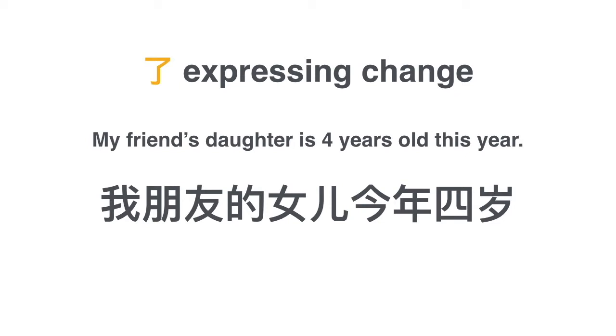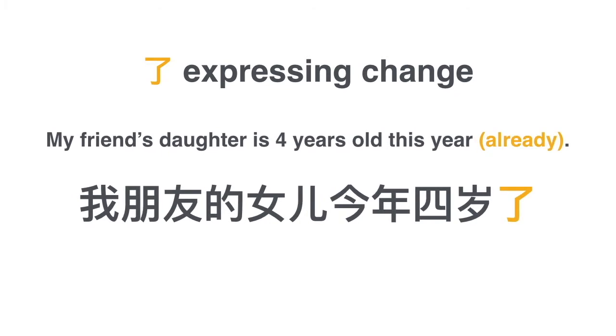你今年几岁了? 他20岁了,很好。 My friend's daughter is 4 years old this year. 我朋友的女儿今年4岁 becomes 我朋友的女儿今年4岁了. She's already 4 years old. She has grown up. She has become 4 years old.